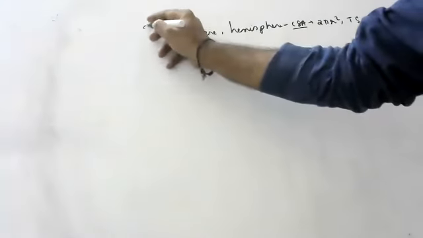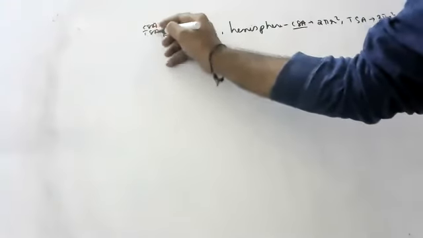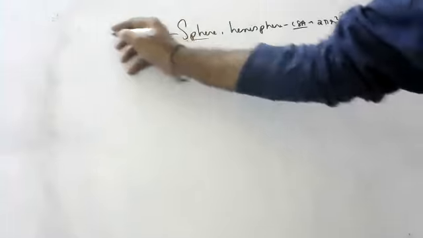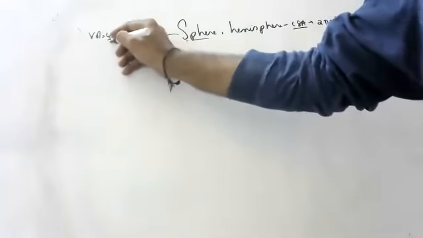Sphere CSA and TSA, children? Both are the same, 4 pi r square. And volume of sphere, children? 4 by 3 pi r cube. Very good. So children, these are the CSA, TSA and volume formulas of spheres.